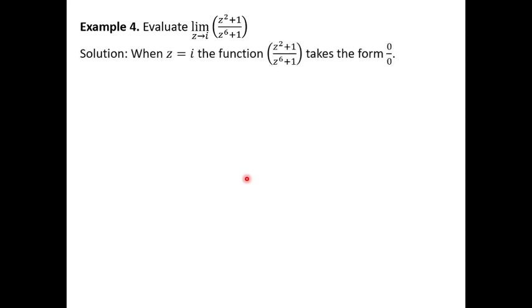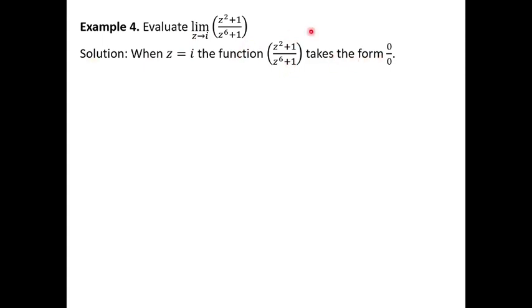Consider another example. Limit z tends to i, z square plus 1 divided by z to the power of 6 plus 1. Here z approaches i, which means we can put z equal to i. When z is i, i square is minus 1. Minus 1 plus 1 is 0. Here i to the power of 6 means i square into i square into i square. Again we get minus 1. Minus 1 plus 1 is again 0. Here we get the 0 by 0 form. This function takes 0 by 0 form when z approaches i.